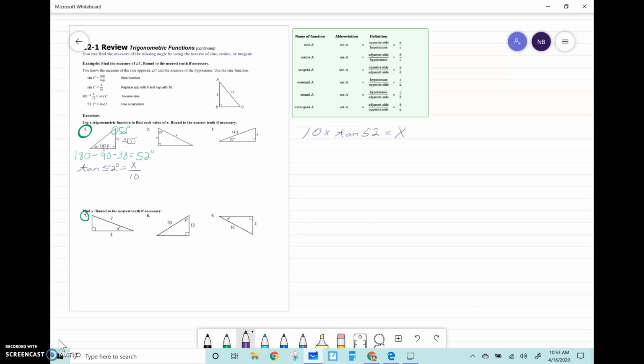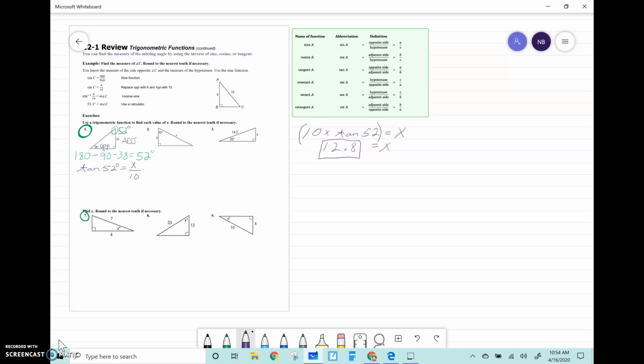So the calculator at this point is going to be your best friend, because inside my calculator, I'm going to put exactly what is here in the parentheses. I'm going to type in 10 times, hit the tangent button, and then 52. When you type all that into your calculator, you're going to get 12.8, and that equals x. Now you might have some extra numbers here, so I just rounded to the nearest tenth, and that's what our directions were saying, round to the nearest tenth. So I figured out that x equals 12.8.